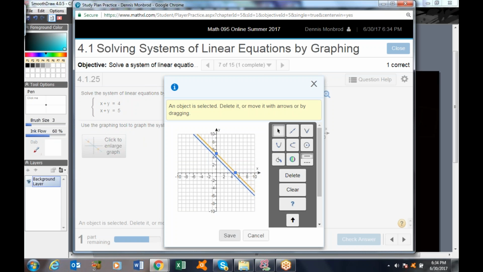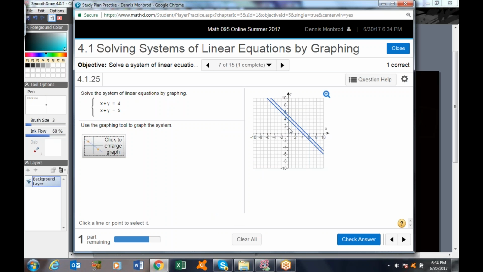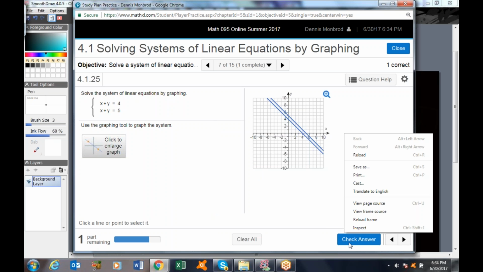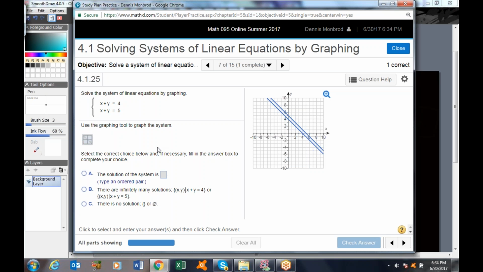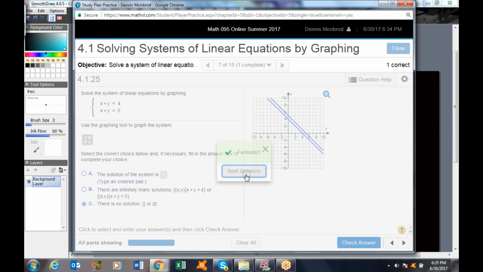Okay, now what you notice about these two lines is that they're parallel. They don't intersect. Okay. All right. And that means that the solution is that there is no solution because they don't intersect each other. That's what happens with parallel lines. Okay, so be on the lookout for that.